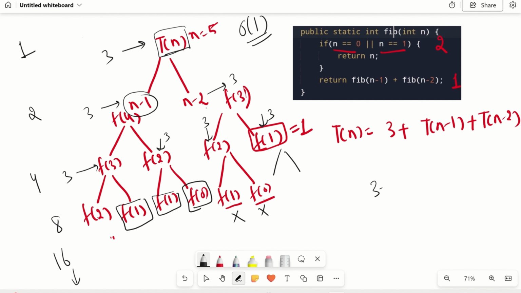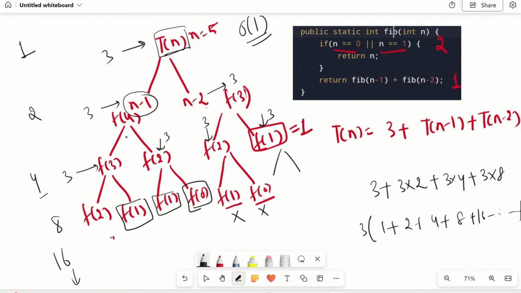So 3 operations, and here it is 3 into 2 operations. Here there are 4 total nodes, and each node is actually doing 3 operations. So 3 multiplied by 4, and at the next level it is 8 nodes. Each node is actually performing 3 operations. So 3 multiplied by 8. I can take this 3 common. It will become 1 plus 2 plus 4 plus 8 plus 16 plus so on.